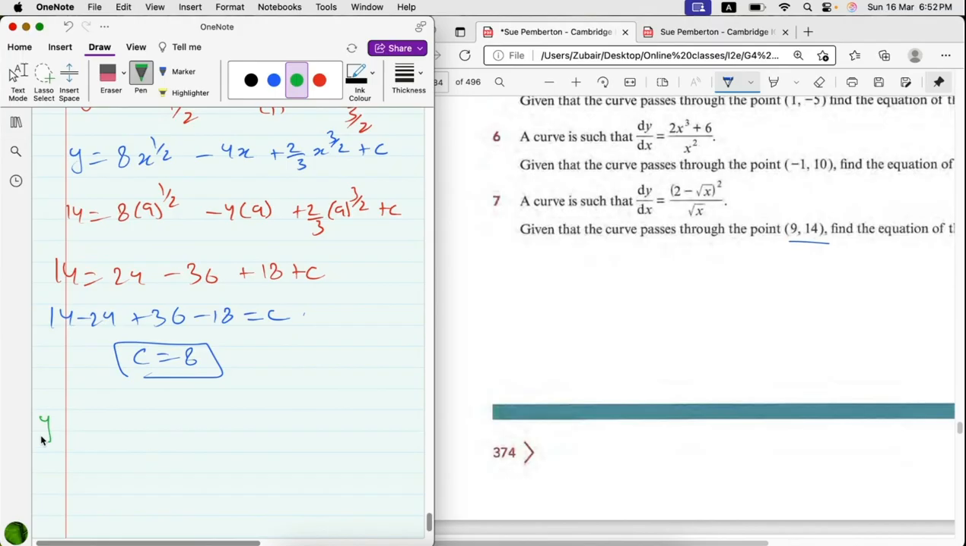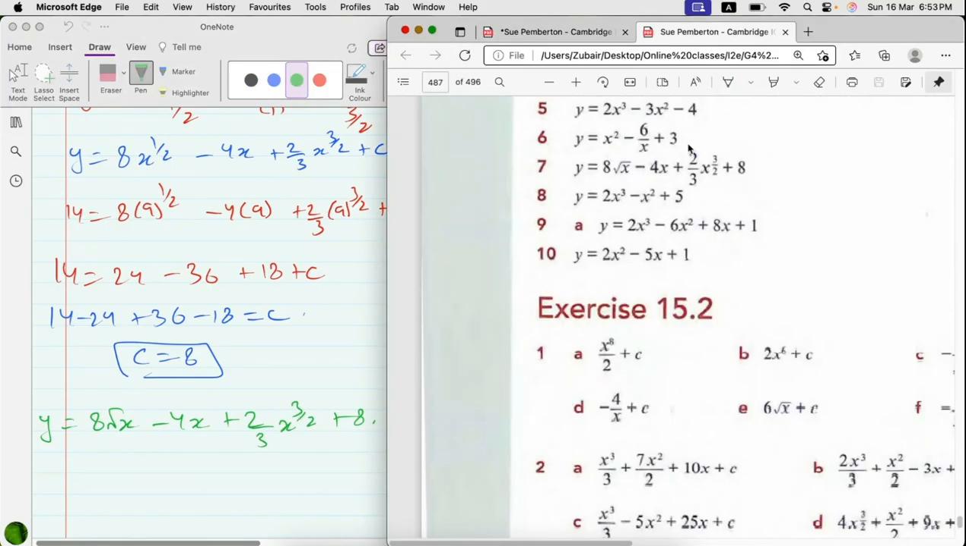So the final equation is y is equals to 8 square root x minus 4x plus 2 by 3 x 3 by 2 plus 8. Number 7. This. Done.